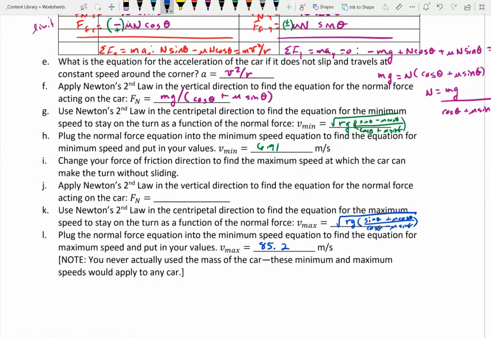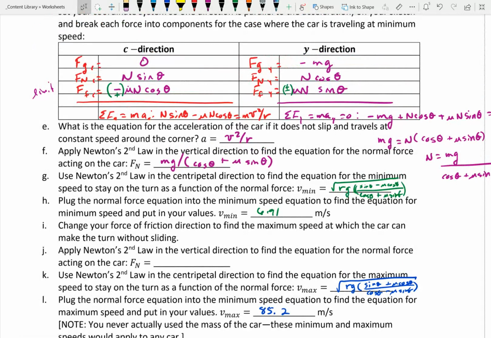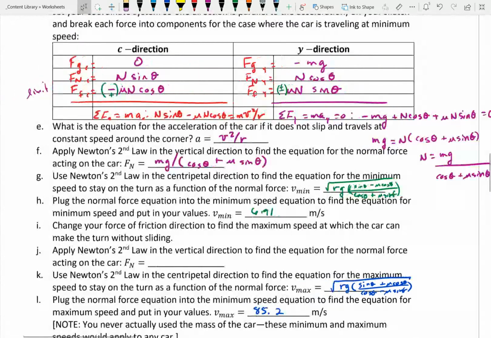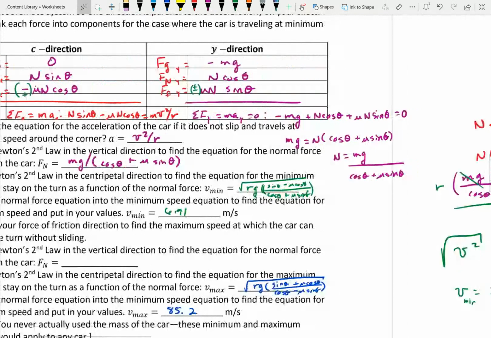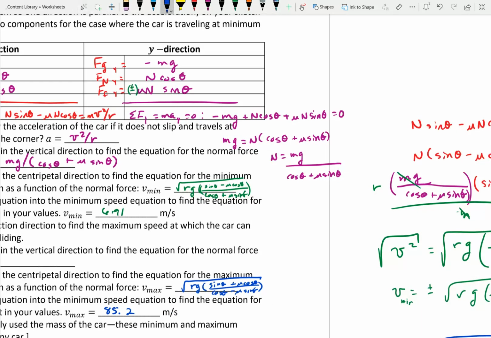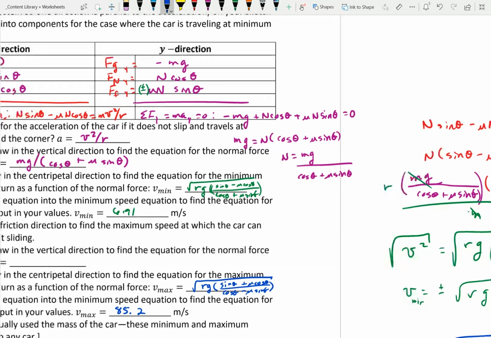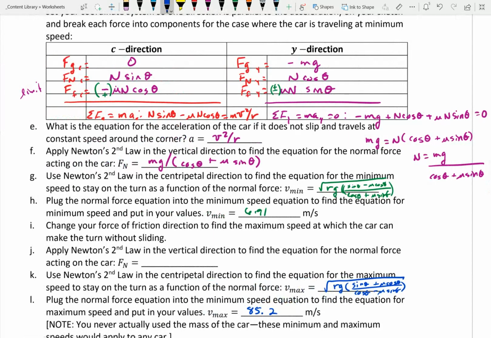Now I did skip one step, applying Newton's second law in the vertical direction to find the equation for the normal force acting on the car, Fn. I actually didn't say to do that above because, of course, I didn't think it through. But before, it was mg over cosine theta plus mu sine theta. Because we changed the direction, it's going to be over cosine theta minus mu sine theta. Oh wait, I did do it. I had it right there.